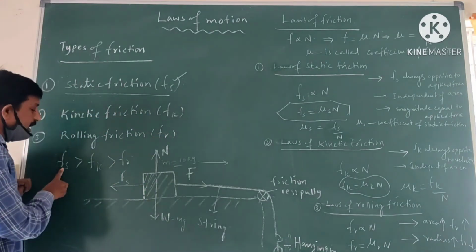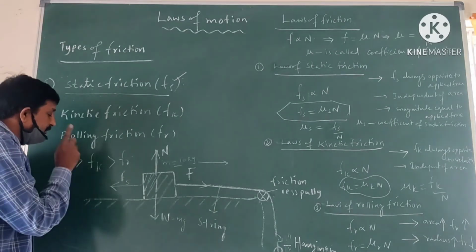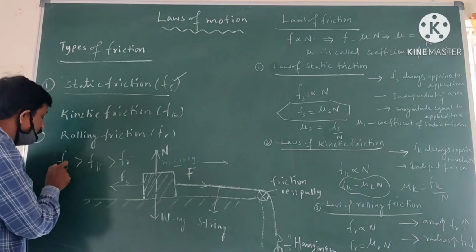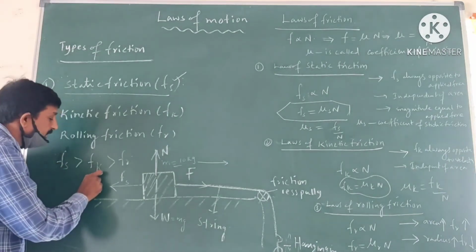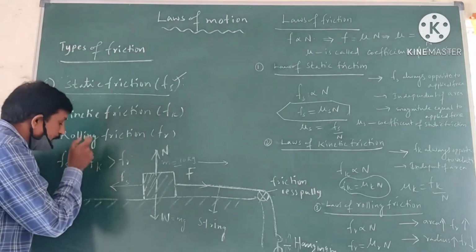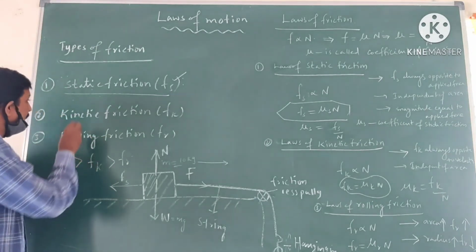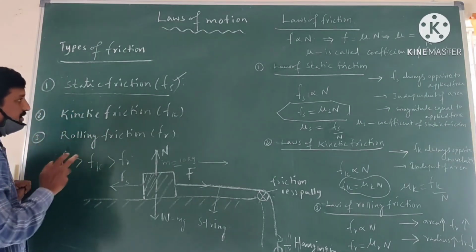Okay, so Fs is always greater than Fk, and Fk is greater than Fr. Comparing these three frictions, static friction is more than kinetic friction, and kinetic friction is more than rolling friction. So these are the three types of friction. Okay.